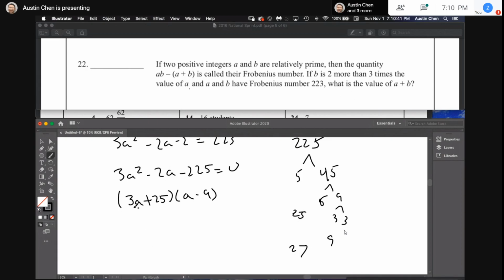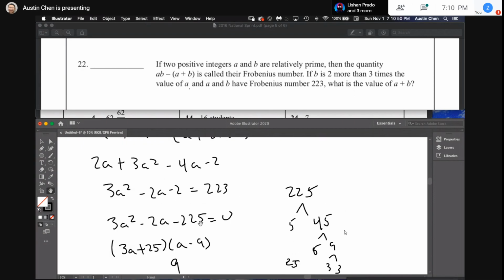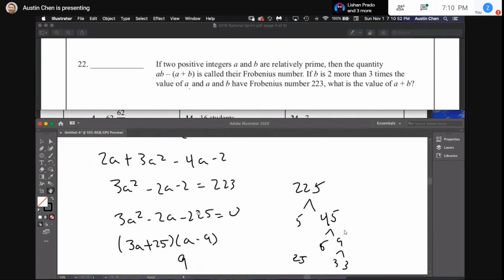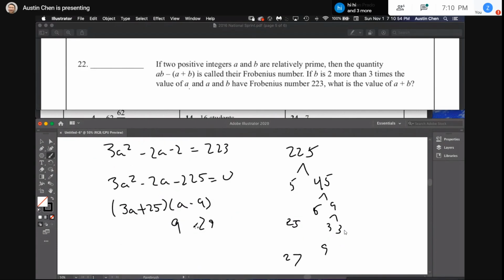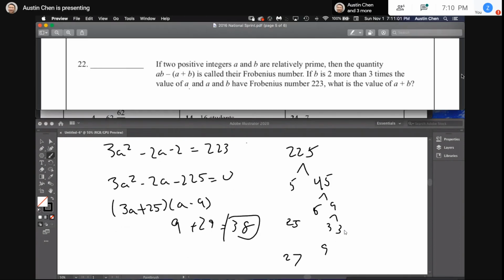Okay, and then a is a positive integer, right? So it can't be that. So a has to be 9. And there you go. You've got an a, and then for b, it's just going to be 29. So then you just add those. So that's just 38. So that should be your answer. Yeah, that's your answer.